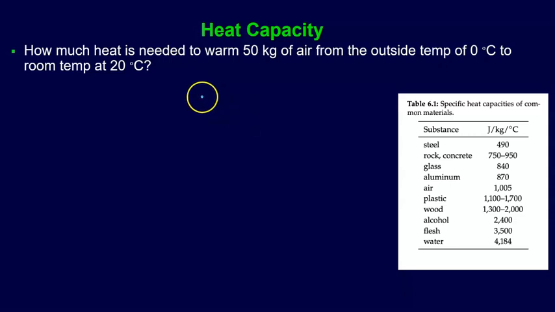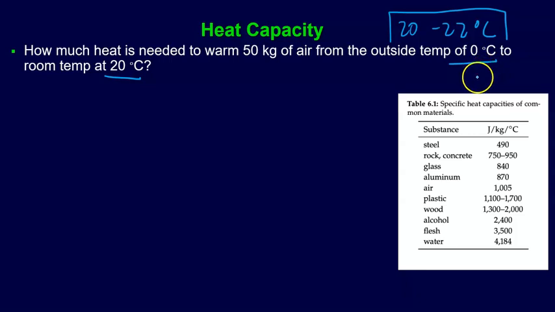So first, let's look at how much heat is needed to warm 50 kilograms of air, say a room in your house, from an outside temperature of 0 Celsius to room temperature, which we'll sometimes call 20 degrees Celsius. So room temperature is generally somewhere between 20 and 22 degrees Celsius. This is something that takes a little bit of time getting used to because most of us aren't used to using Celsius to talk about temperatures. But 0 degrees is of course where water freezes, and 20 degrees is roughly room temperature.